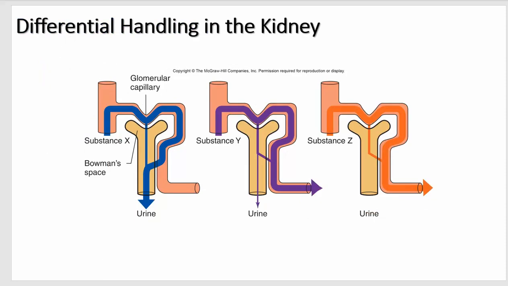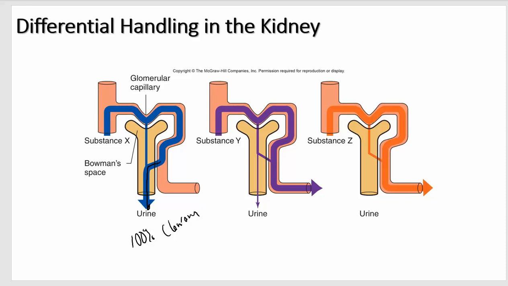But let's talk about what happens if something doesn't get filtered very well. So here's substance X. That sounds a little shifty. Substance X is moving through here, and some of it is filtered. But let's say the body really doesn't want it, so there are fairly specific receptors here that cause secretion, and we have 100% clearance. So substance X didn't make it, and it's now leaving as urine.